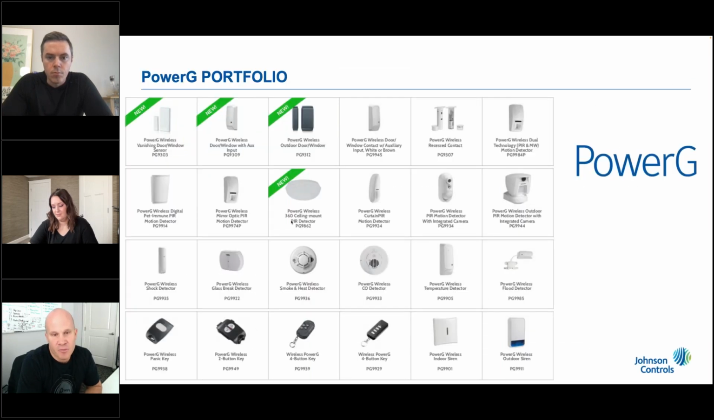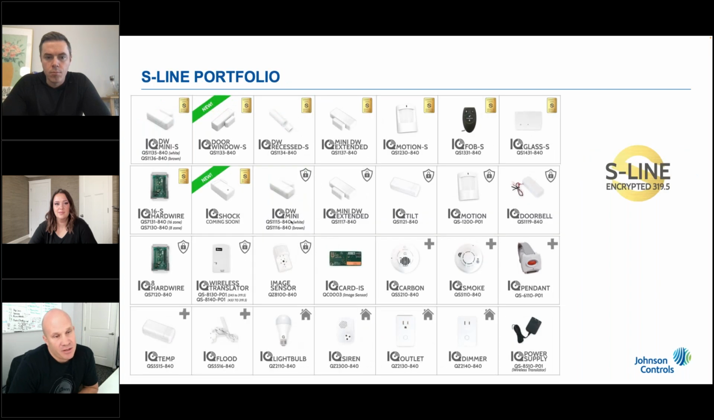Of course, we've got our really robust PowerG portfolio. I think we have something like 10 different motion detectors, 5 different types of door window contacts, indoor, outdoor, recessed, you name it, commercial, slim. So we're always improving the PowerG lineup. That's something we're really proud of, as well as the S-Line lineup.